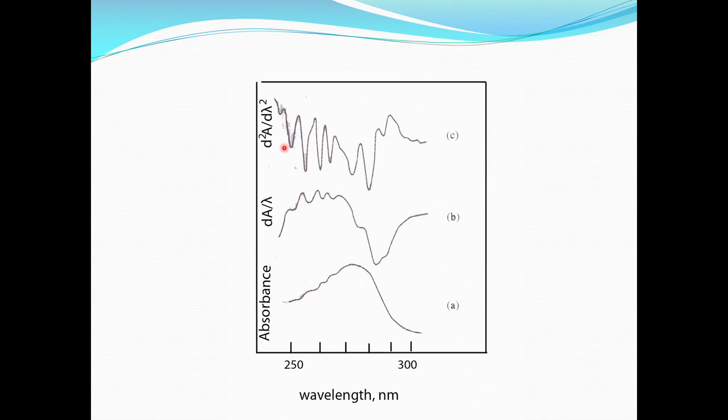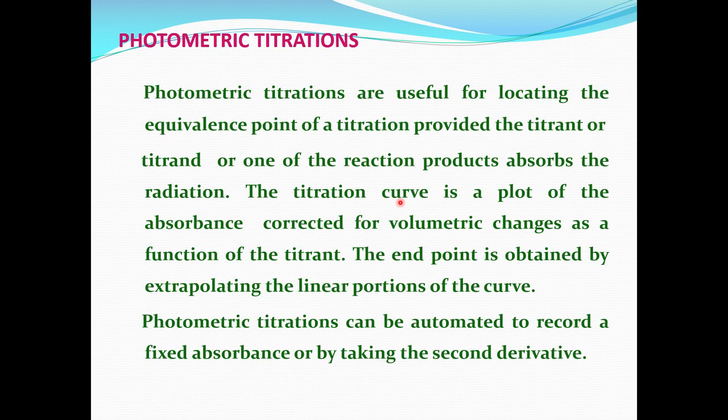So, suppose I do it a second time, d squared A by d lambda squared, then what happens? I see the lambda max should be negative, the same peaks get converted into negative peaks, but much sharper, 1, 2, 3, 4, 5, 6, so many other things. So, this is how the utility of derivative spectra can be employed to exactly assess where the lambda max are for different colored systems. We will also discuss photometric titrations.